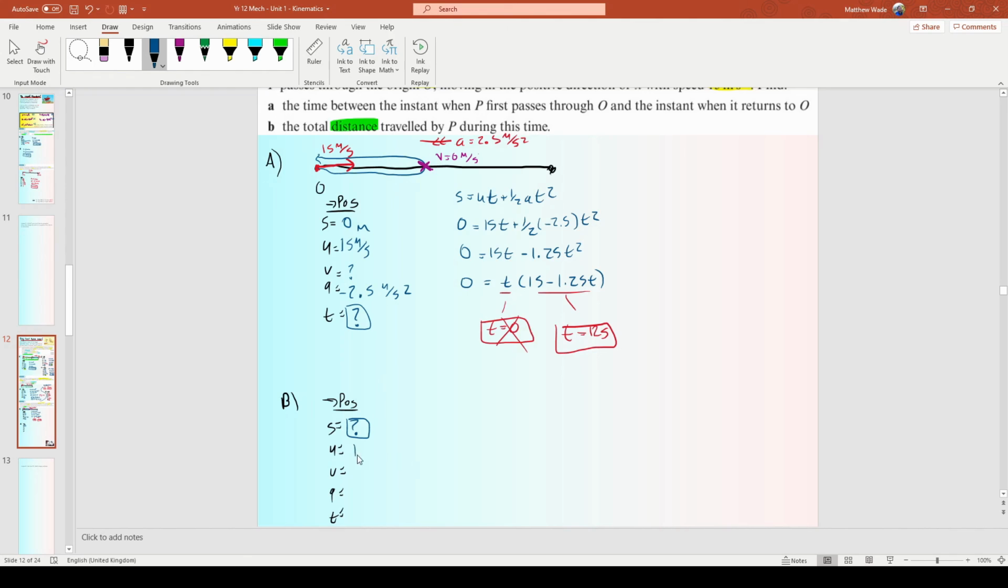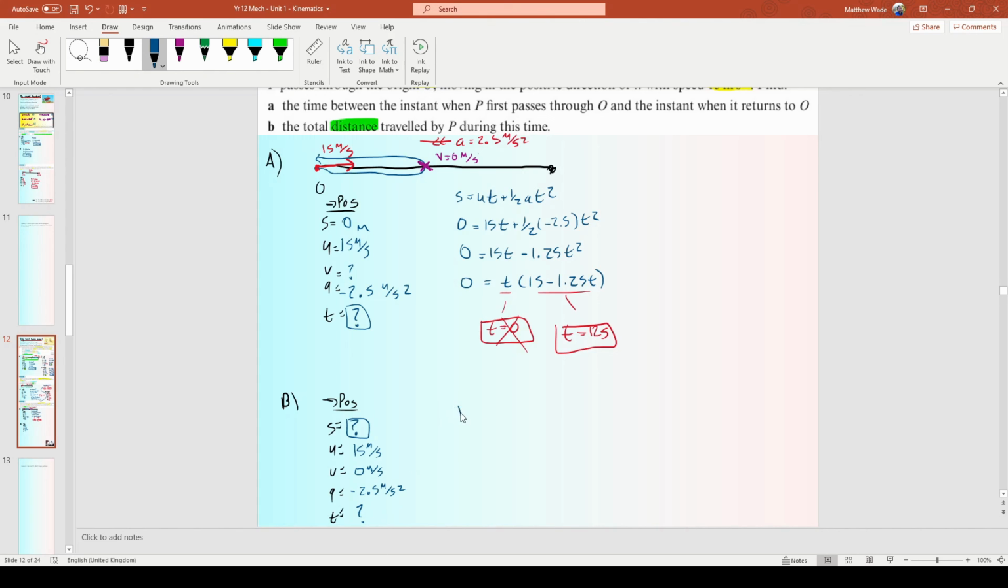U, the initial speed, yeah, 15 meters per second. The final speed, yeah, it's 0 because it has to stop before it can come back. Acceleration, well, yeah, it's 2.5, but it's to the left, so minus 2.5 meters per second squared. Time, how long does it take? Dunno. And do we care? No. So I need the one without T.